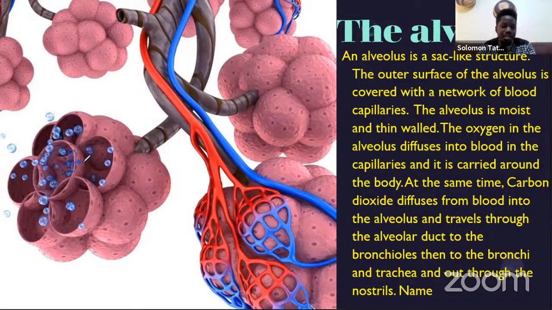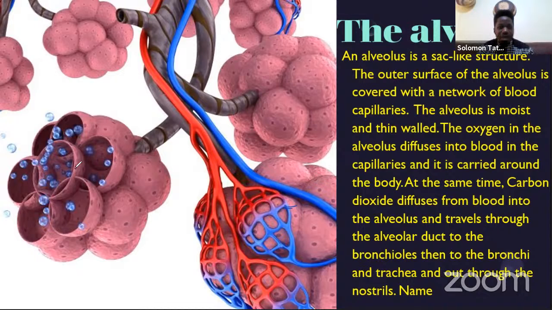So if that distance is decreased, that means there is a higher rate of diffusion, and that increases the efficiency of gaseous exchange. So that's the reasoning behind it. So we know that now the oxygen comes through the ducts into the alveoli, and through the thin wall of the alveoli, oxygen travels into the blood vessels, all right? Same as carbon dioxide.